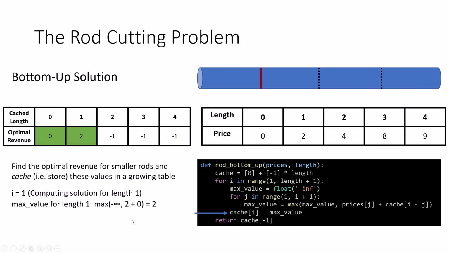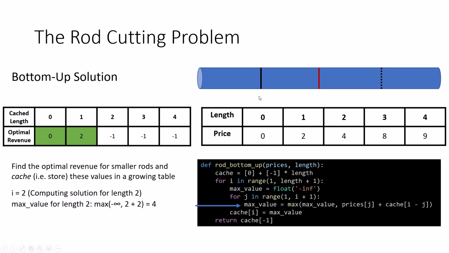Okay, so that wasn't very exciting. Let's try to move on to solving the problem for a rod of length 2 now. So to solve that, we're going to initialize our max value to -infinity again, and now we're going to try to compute our next candidate for our max value.